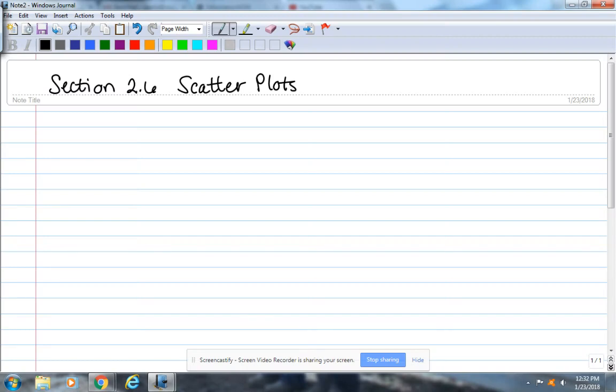Okay, section 2.6 deals with scatter plots. Scatter plots are just an arrangement of data that you collect. They're called scatter plots because they don't have to necessarily follow a certain trend in the data. They can be all over the place. They are just the raw data, basically. We like to fit trends to data.